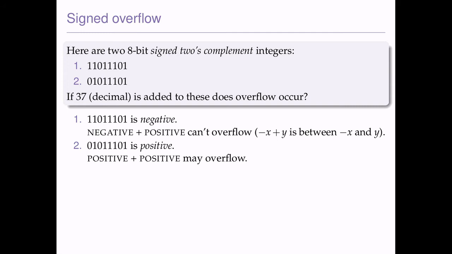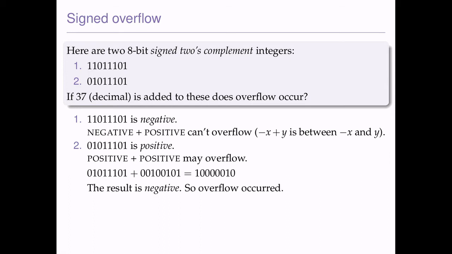On the other hand, number 2 is positive. So positive plus positive may overflow. Similar to last time, we might not have enough room to represent the positive number that we get at the end, so we might have something that's not appropriate as a result. So if we add these together, we get a number which has the sign bit set. That means we've added a positive and a positive number together, and we've gotten a negative number out, which is of course not appropriate. So overflow has occurred in this case.